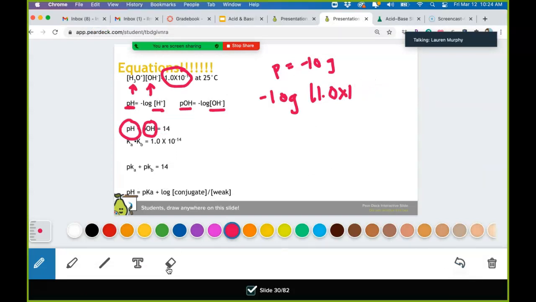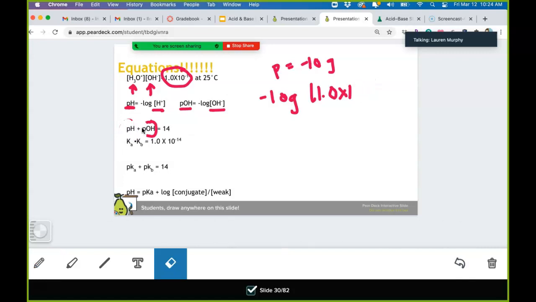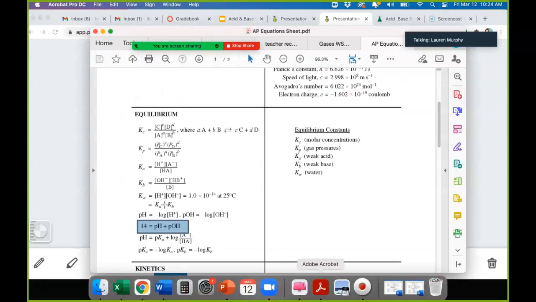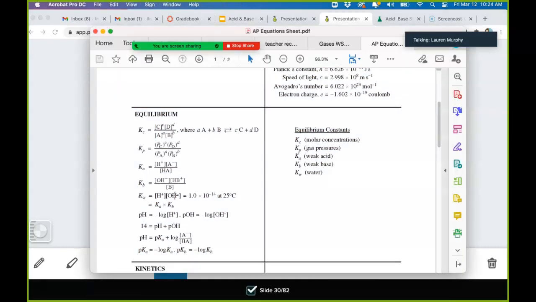We don't need much of this right yet, but Ka times Kb is also the Kw constant. Ka, the equilibrium constant for an acid, times Kb, the equilibrium constant for a base, equals the equilibrium constant for water, pretty much. So that is also on your equation sheet. If you look over here, they say Kw equals this, and it also equals Ka times Kb.